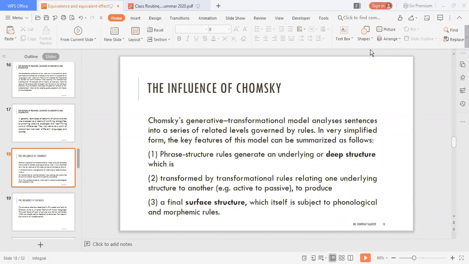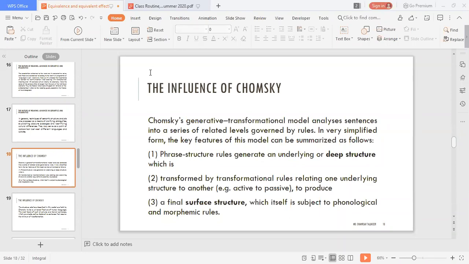As you can see on the screen, we are going to talk about the influence of Chomsky, especially Chomsky's theory of transformative generative grammar, or the generative transformational model. How has it influenced other academicians, especially in the field of translation studies, and how did they get influenced by Chomsky's model? We'll be looking at that in today's discussion.